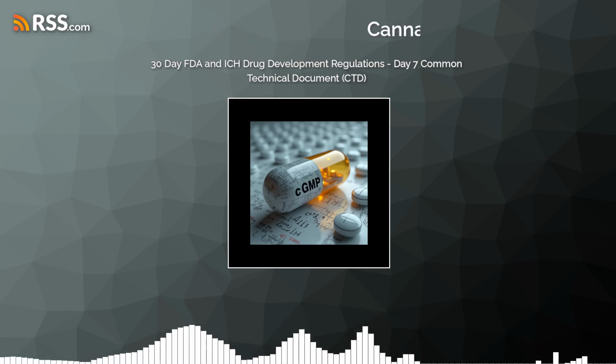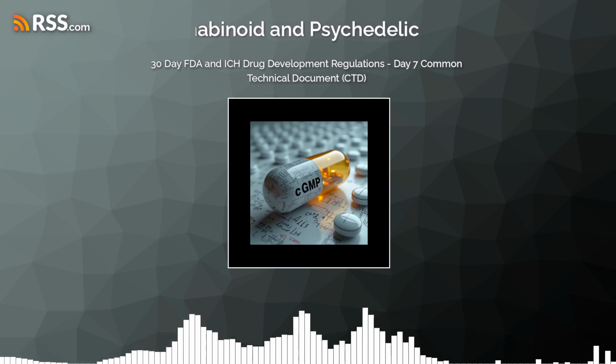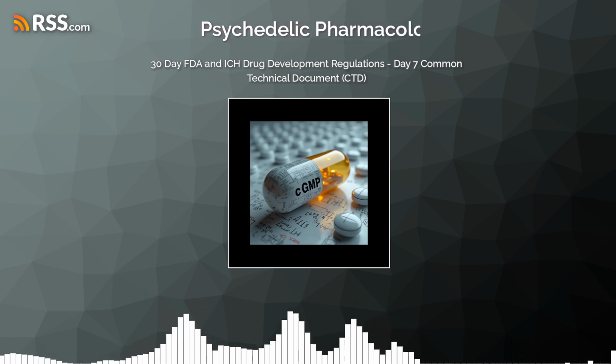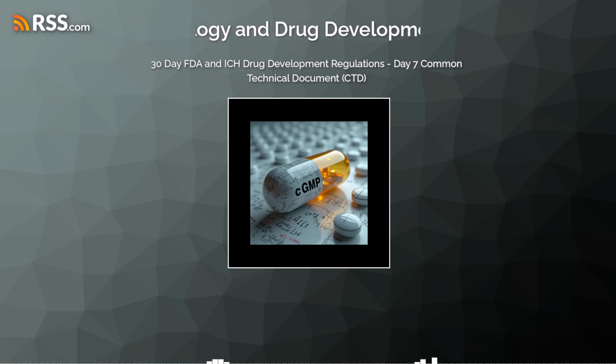So they would put together a DMF that gives all the information about the excipient's safety, how it's made, and its quality, but without giving away the exact recipe. So they're sharing the recipe, but not telling you what the secret ingredient is. Yeah, I like that. Clever.